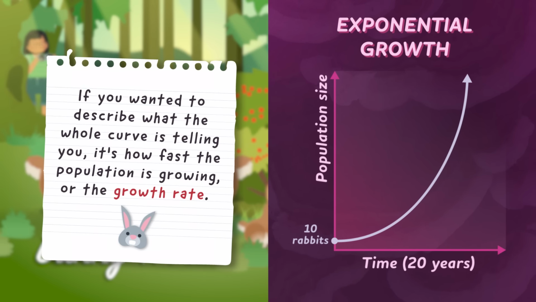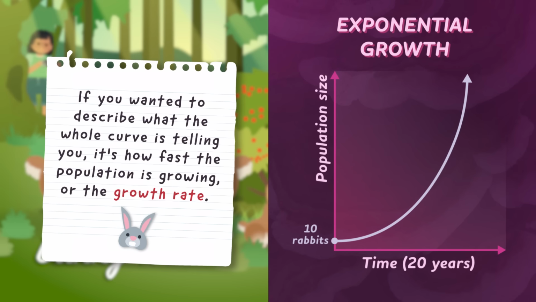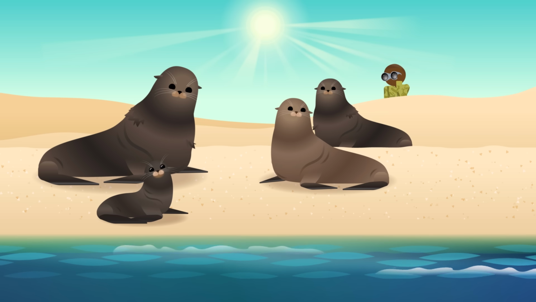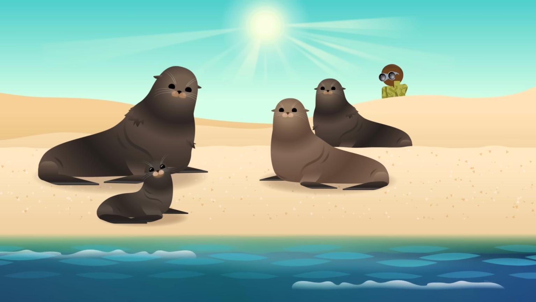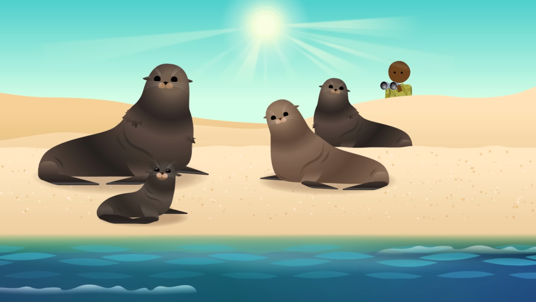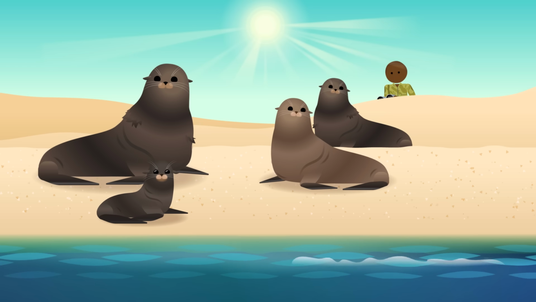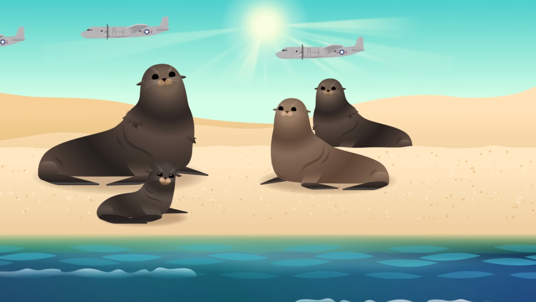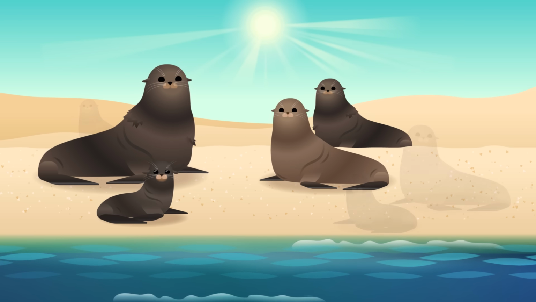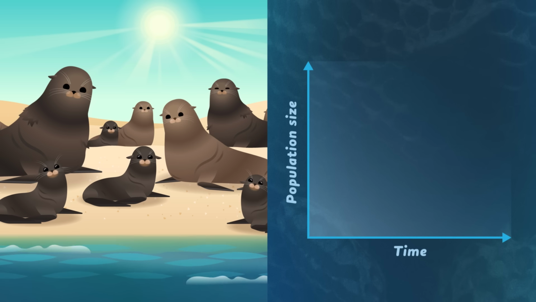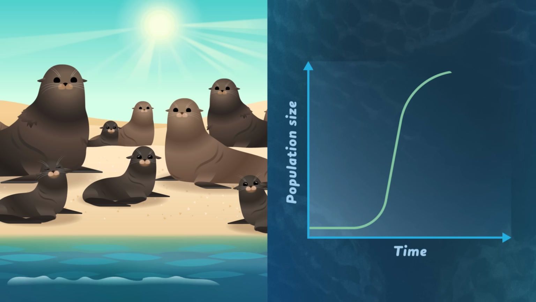If you wanted to describe what the whole curve is telling you, it's how fast the population is growing, or the growth rate. But resources in the real world are limited, so exponential growth tapers off in most real-life situations. Take the fur seals, which were heavily hunted in the United States for many years until hunting fell off during World War II. As the population recovered, there was a steep increase in population size initially. But limiting factors like resource availability eventually make the curve level off.